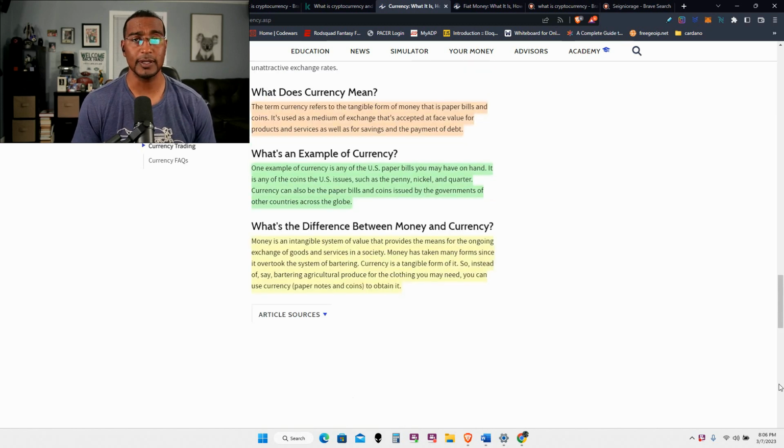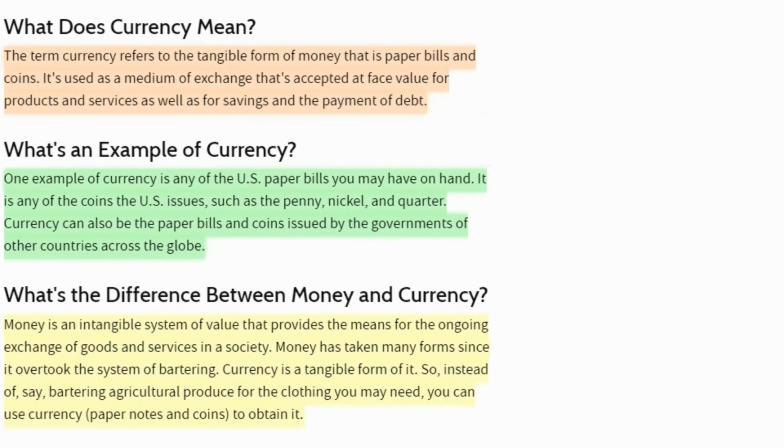What does currency mean? The term currency refers to a tangible form of money that is a paper bill and coins. It is used as a medium of exchange that is accepted at face value for products and services as well as for savings and or payments of debt.